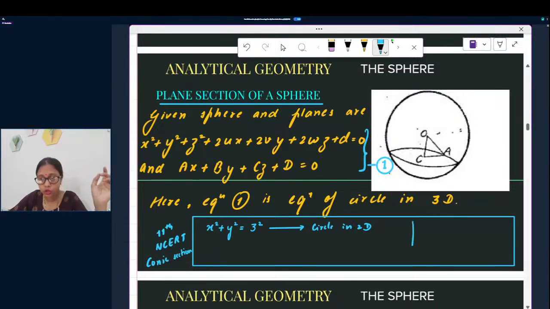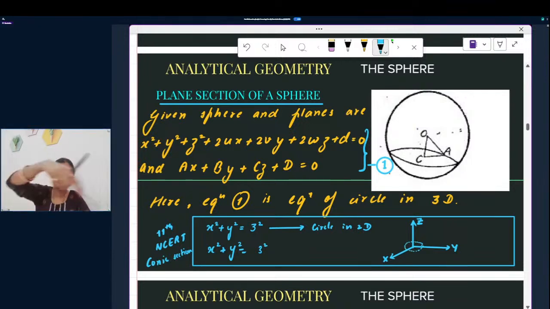And in three dimensions, look here. If this is your x-axis, this is your y-axis, this is your z, then x square plus y square is equal to 3 square. You might see that this is actually here on the xy plane, with center at 0, 0, and the radius is 3. Let me make it a little bigger. But you see, what is z on that plane? Z is 0, right? Because I have drawn it on the xy plane.